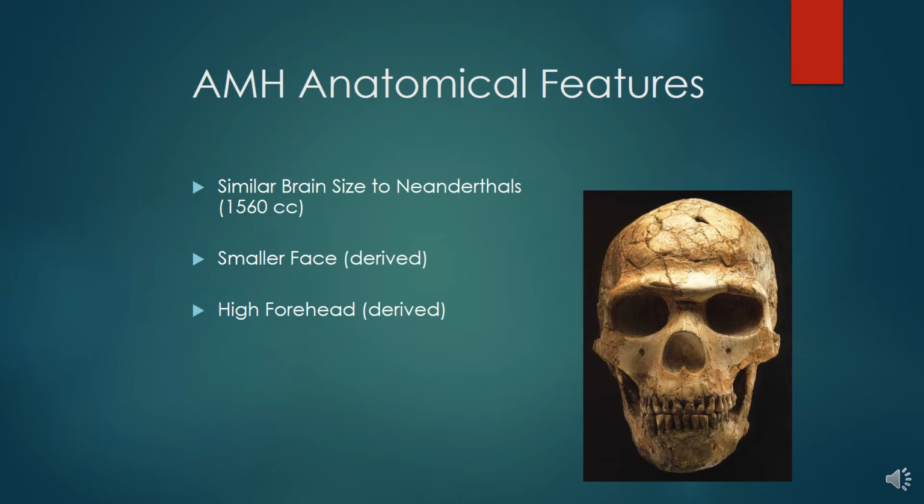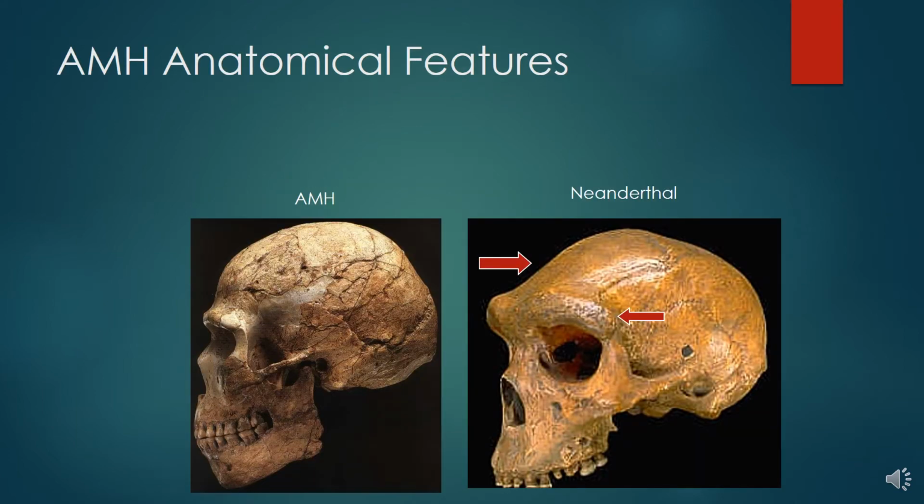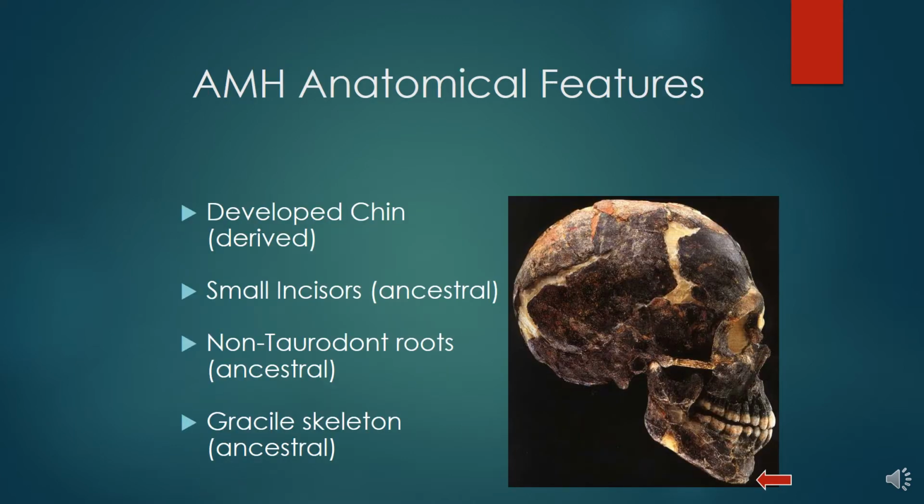But some of the derived features include a much smaller face, a more gracile face, and a higher forehead. As you can see in this illustration, Neanderthals have much more of a sloping forehead, along with very pronounced brow ridges, and both of those are absent in anatomically modern humans. Our most characteristic derived feature is a chin, and this is one thing that will distinguish quite readily between anatomically modern humans and Neanderthals.